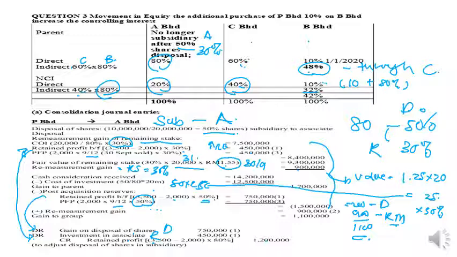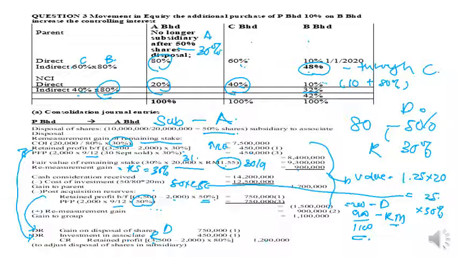Now we're going to look at P to A. A was a subsidiary, and now it has changed from subsidiary to an associate because P disposed 50% of shares. For the 50% of shares, we need to calculate if there is any gain on disposal. At the disposal, the first thing you need to do is remeasure the gain on the remaining stake. At the beginning you have 80, you dispose 50, and that means the remaining is 30%.